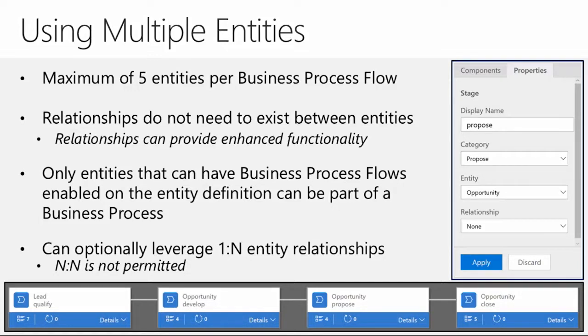Only entities that have business process flows enabled can actually be associated with the business process flow. And again, if you are going to leverage relationships from a business process flow standpoint, you have to be leveraging one-to-many relationships. You don't have the capability to do many-to-many relationships as part of your option. But again, most of what you're going to be doing as you're building these is working through and spanning multiple entities, where you can see that capability built into the properties here. You can see on the propose stage that we're using the opportunity entity and we don't have a relationship with a previous entity that we've worked through.